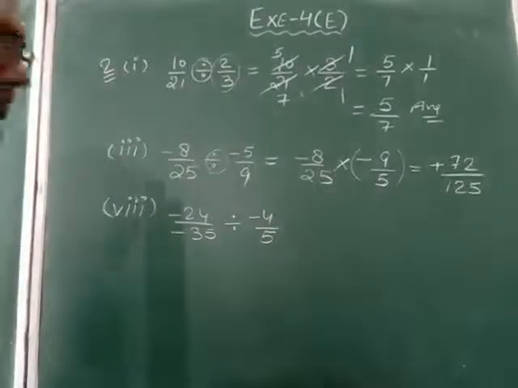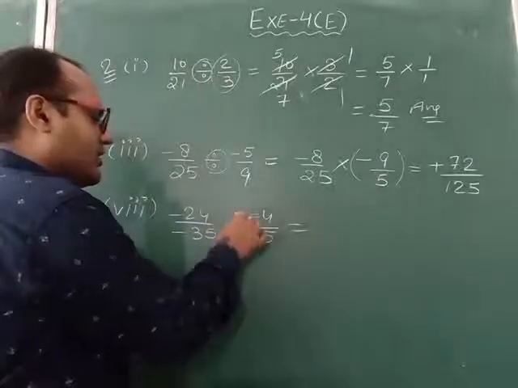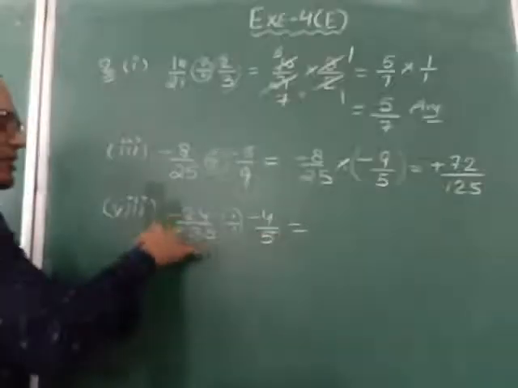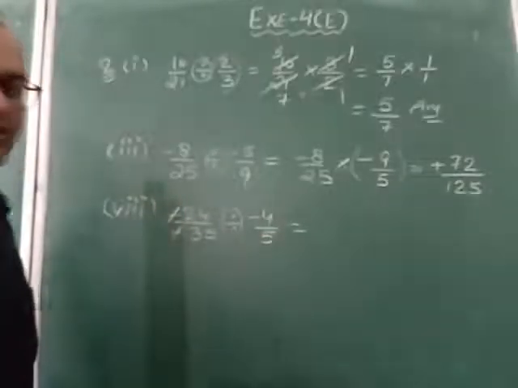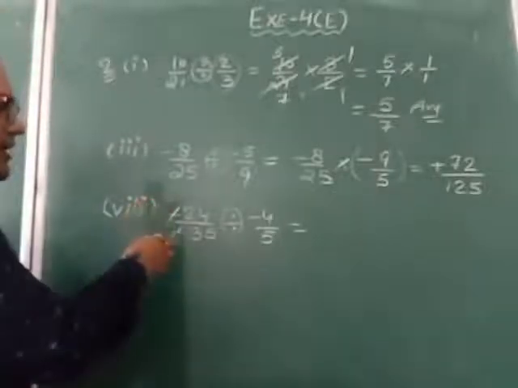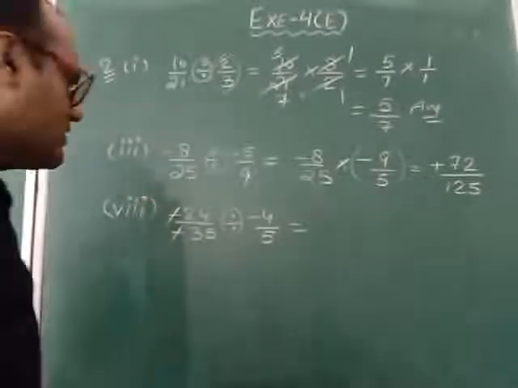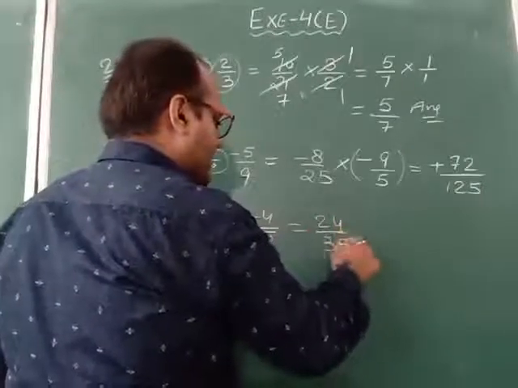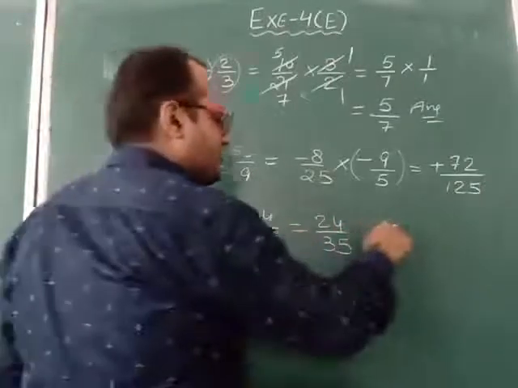So first of all, what we will do? Divide we will convert into multiply, and you can do one more thing. These two minus signs we can cancel here only. Numerator minus and denominator minus will get cancelled. So 24 upon 35 as it is we will write. Divide we will change into multiply.